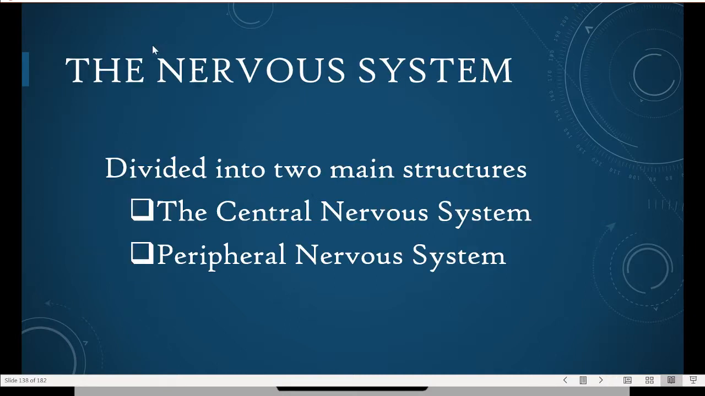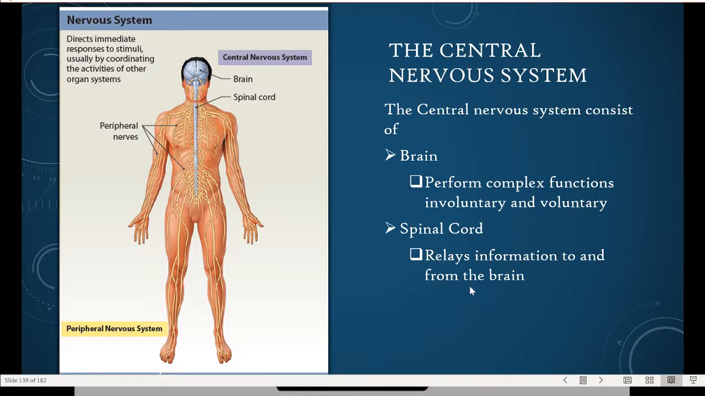The nervous system is going to divide into two main structures. We have the central nervous system followed by the peripheral nervous system. Let's talk about the central nervous system first. The brain and the spinal cord are the key players here inside the central nervous system.